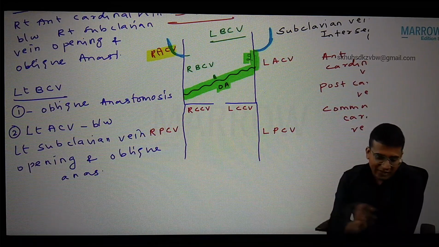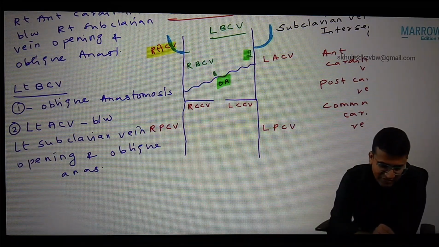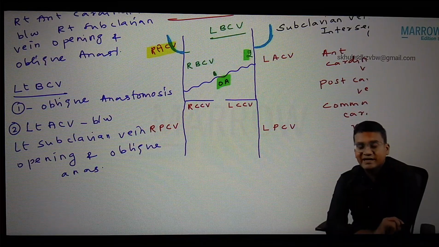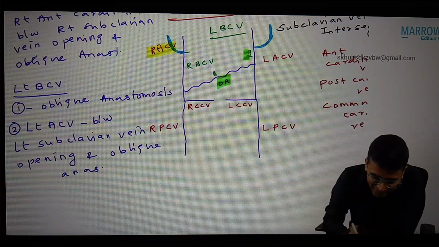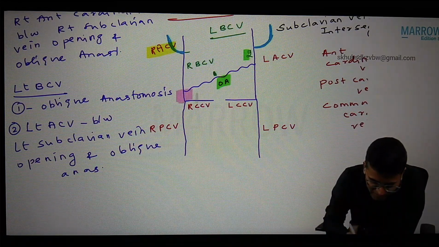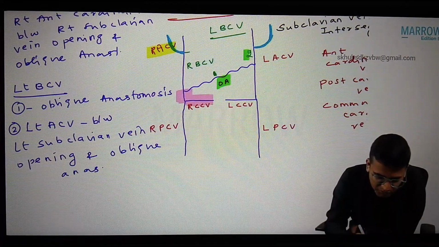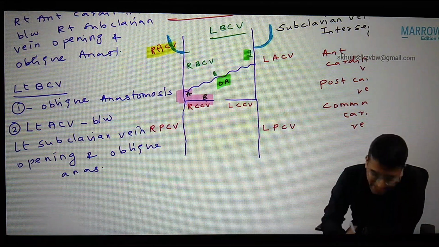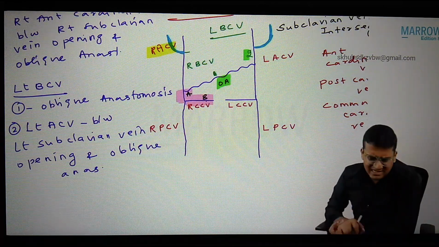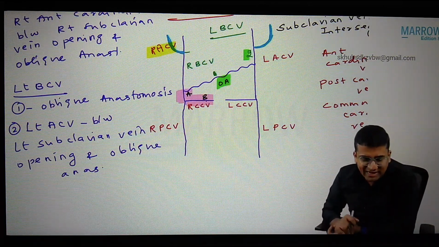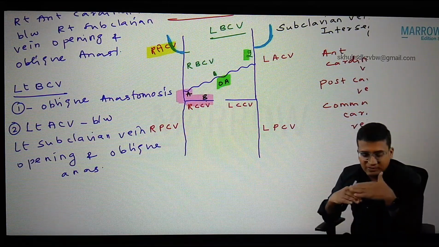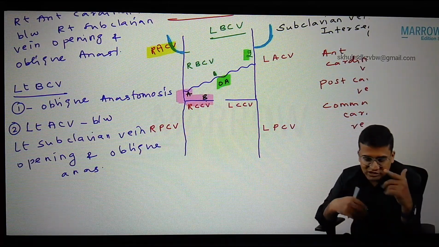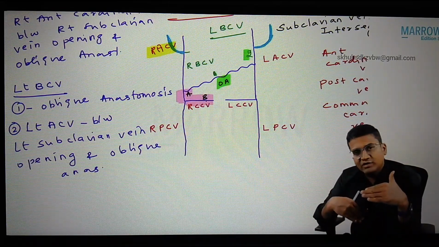Okay. So now we have right and left brachiocephalic vein. Now next we're going to see the superior vena cava. Now superior vena cava is derived from, this is number 1 and this is number 2. So we mark this as A and this as B. Now this A and B form the superior vena cava. What is A? A is the right anterior cardinal vein, present between the oblique anastomosis and right common cardinal vein.